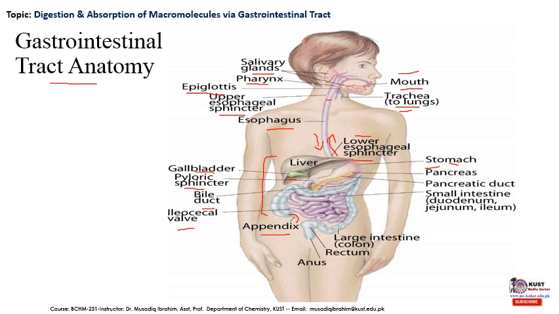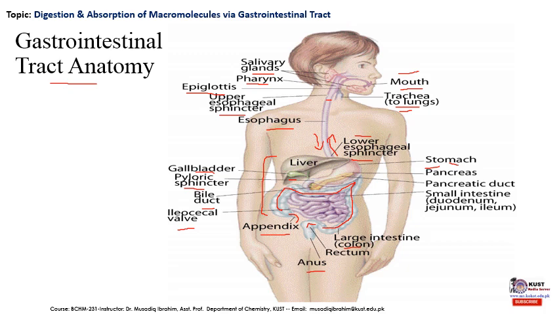Now the blue color is the large intestine, which is this one, also known as the colon. And then ultimately you have the rectum and anus.